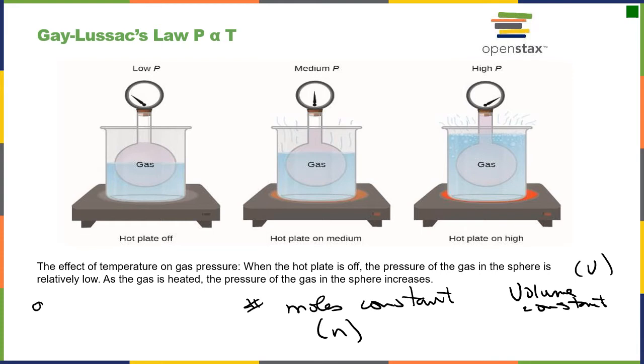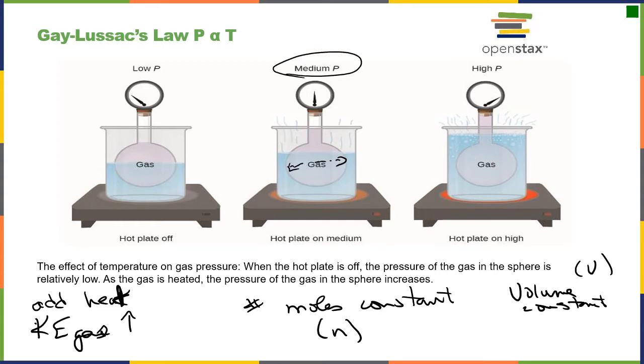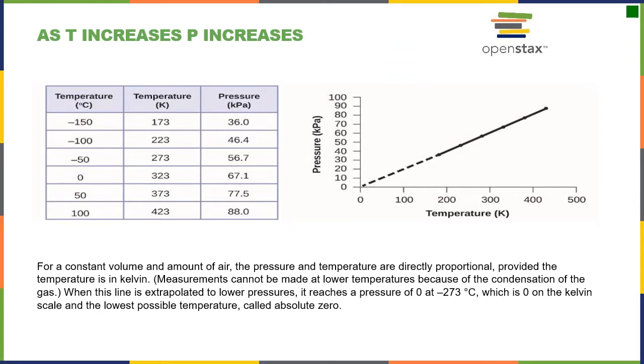So as we add heat, we know the kinetic energy of the gas is going to increase. As the kinetic energy of the gas increases, the gas is going to hit the sides of the container harder. And when it does that, our pressure is going to go up. So here, as the temperature of a gas goes up, the pressure of the gas is also going to go up. If we took a number of measurements and graphed this, we would find a nice linear relationship: as the temperature goes up, the pressure correspondingly goes up.